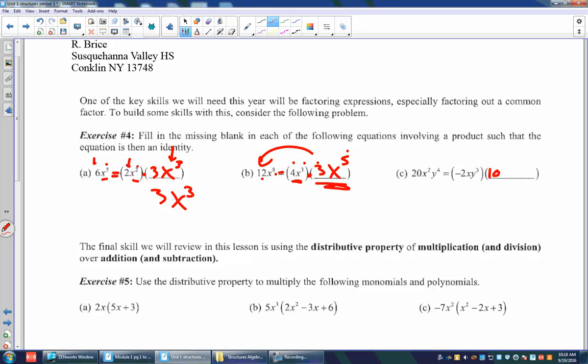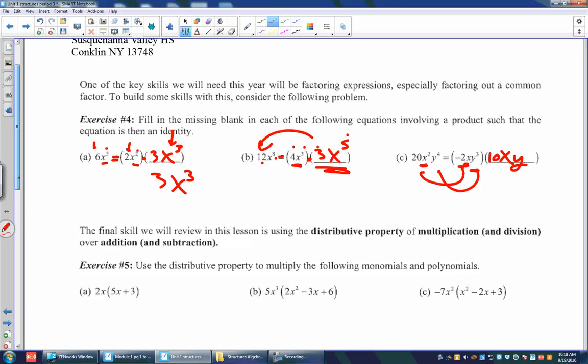So this one is going to be 10, and now I have x squared, and then I have x times what equals x squared. That's going to be another x. Y cubed times what is y to the fourth. That's going to be a y. There's the answers for exercise number 4.